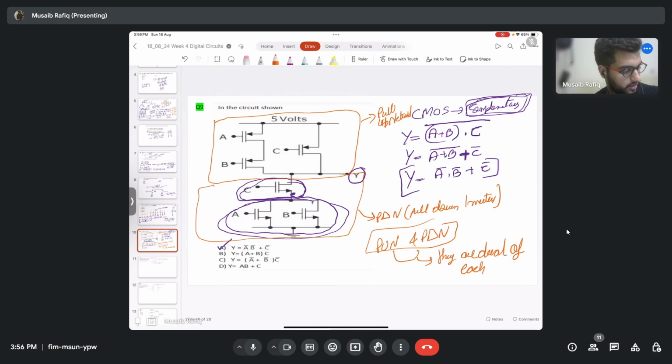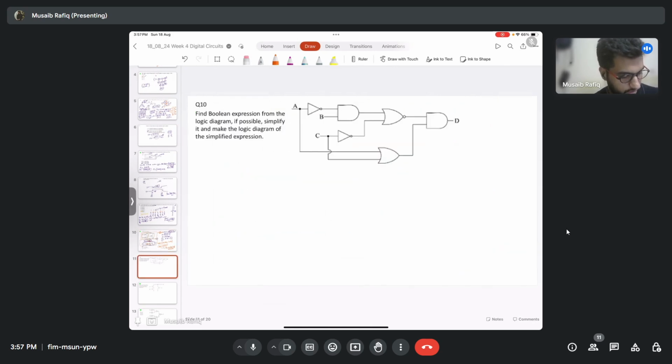So what is dual? Basically, whatever appears in series in the pull-down network will appear in parallel in the pull-up network, or vice versa. So you see A and B are in parallel here. They will appear in series in the pull-up network. And C is in series with this block. C will appear in parallel with this block. So these are some insights I wanted to give you guys.